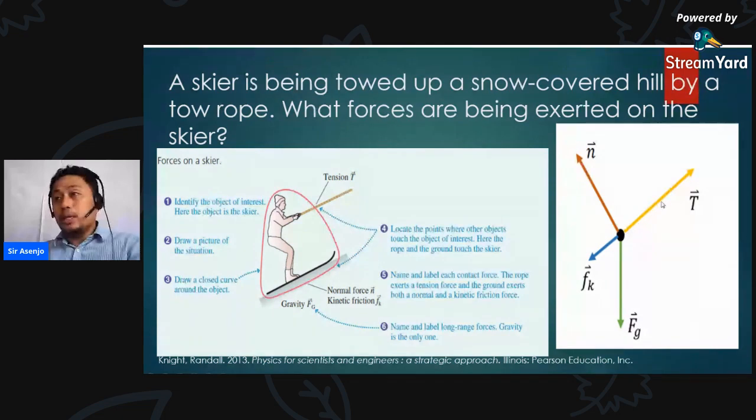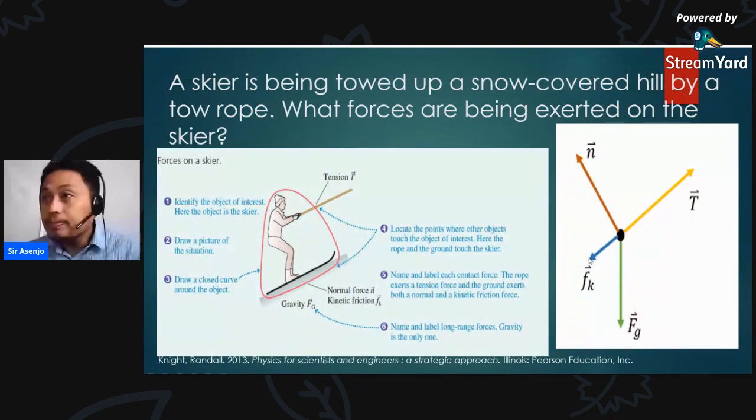But on the other hand, the tension and kinetic friction are in opposite directions and not the same in magnitude. The tension force is greater because, remember our concept, the scare should be moving up. If it is equal, then the scare will not move up. Opposite to the tension force, what makes it difficult to pull the scare is the friction of the ground.